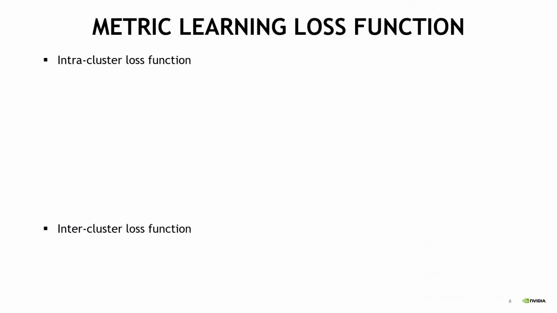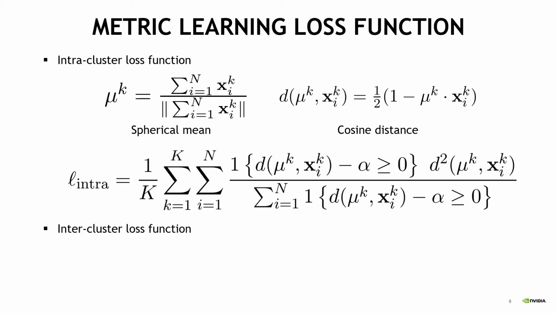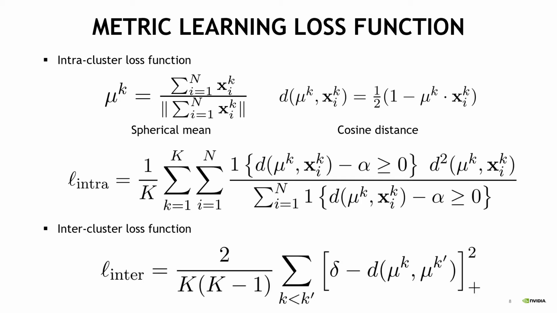Our metric learning loss function consists of an intra-cluster loss and an inter-cluster loss. First, we compute the spherical mean of the K objects. We use cosine distance in the loss function since all the feature embeddings are normalized to have a unit length. The intra-cluster loss minimizes the distance of each pixel to the cluster mean with the margin alpha, while the inter-cluster loss maximizes the distance between the cluster means with the margin delta.